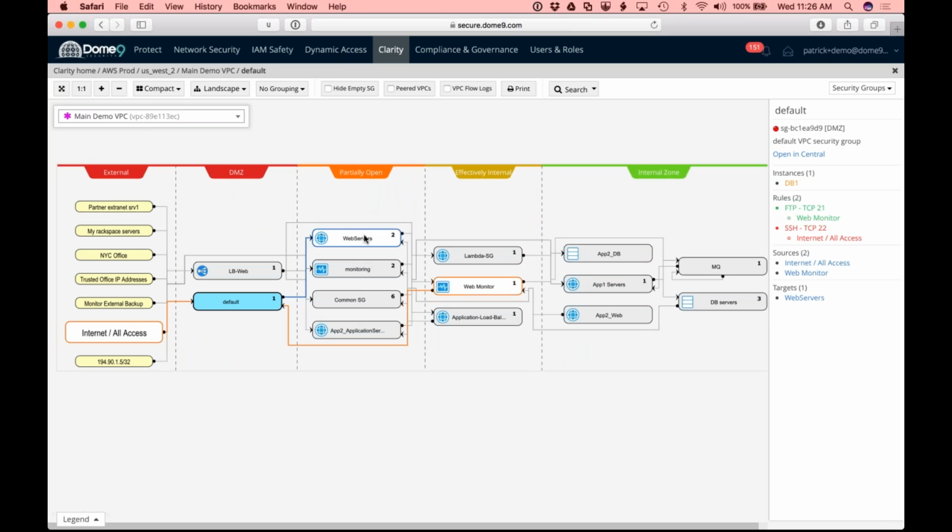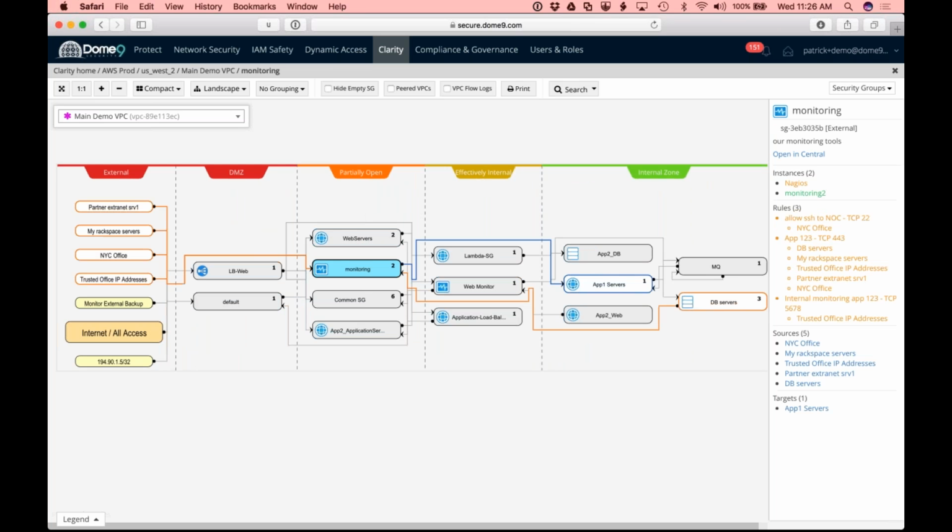Working to the right-hand side, these security groups in the partially open swim lane mean that I've got some internet exposure, some public network exposure, but not nearly as broad as the DMZ. So these may be security groups like my monitoring security group that are accepting traffic from resources outside my network. That might be by design, it might not, but the fact that they're here, again, if I saw my database server security group in anywhere but the internal zone, that would be room for quite a bit of concern. And so Clarity does a really good job of ranking all this information at a glance.